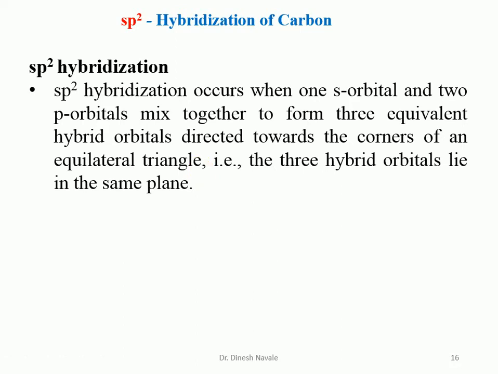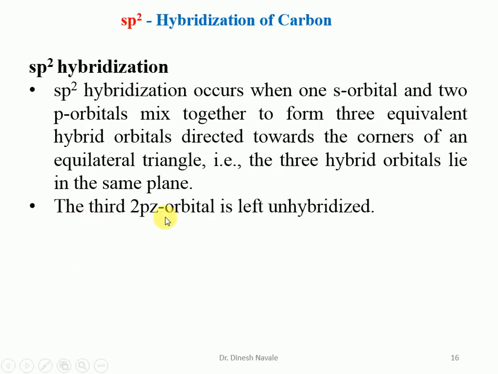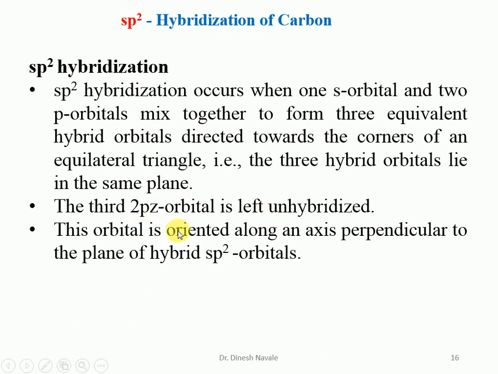That is, the three hybridized orbitals lie in the same plane and form an equilateral triangle. So the geometry will be trigonal planar for sp2 hybridization of the carbon atom. The third 2pz orbital is left unhybridized. This orbital is oriented along an axis perpendicular to the plane of the hybridized sp2 orbitals.